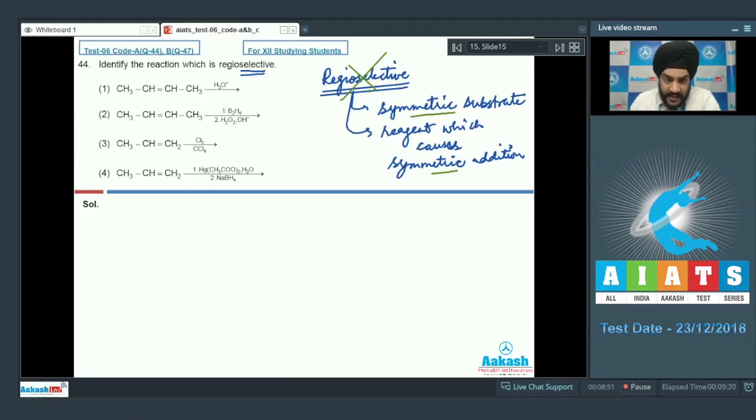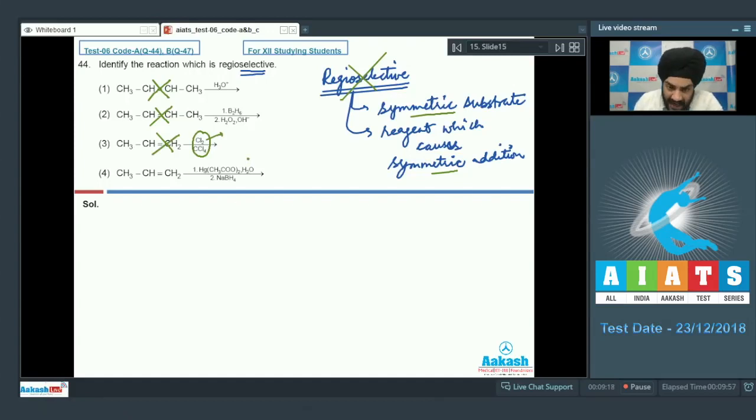So if we look at the options, we can see that in the first and the second options we have symmetric substrate. We cannot have regioselective addition in these cases. If you look at the third option, we have a reagent that causes symmetric addition. This will lead to the addition of two Cl groups in an anti-fashion. So this is also not a regioselective reaction.